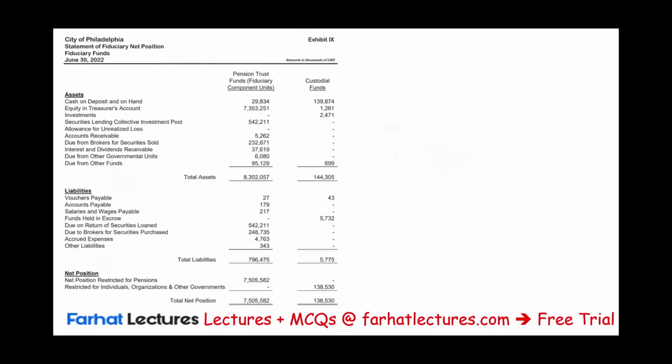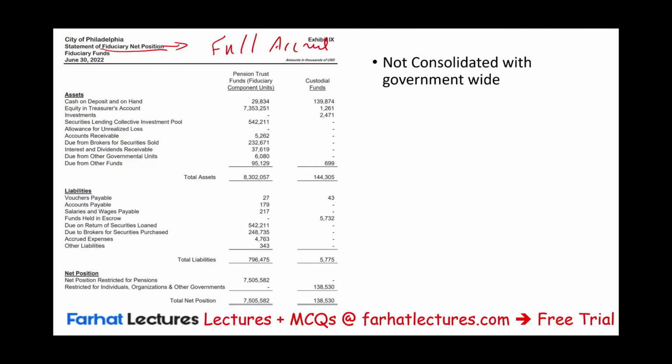Moving to the 3rd type of governmental funds, which is the fiduciary net position. Again, from the word of it, which accounting basis do they use? Is it modified accrual or full accrual? And I hope you know, because we're using the term net position, it's full accrual. Also, what you need to know about these funds is they are not consolidated with the government-wide financial statement. They use full accrual. They are listed separately.